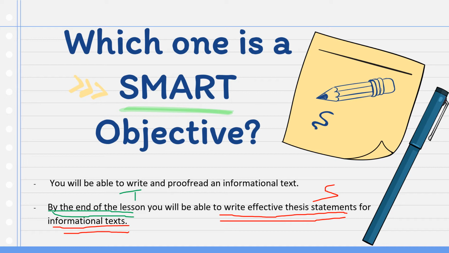What about the M? How do you think I'm going to be able to measure if they wrote it? Well, we can guess that they're going to write thesis statements, and maybe I can give them a rubric or guidelines, and then when I receive their thesis statements, I can measure whether or not they were written correctly. What about the A, achievable and attainable? Do you think a 45-minute session will be enough to teach students how to write effective thesis statements? I think so. You have 45 minutes, so it is attainable.